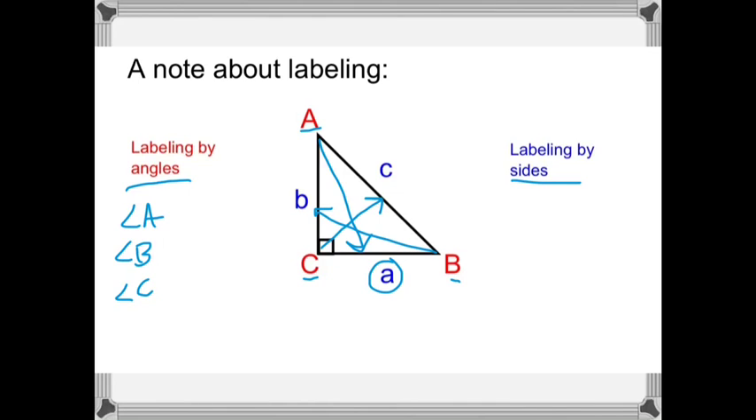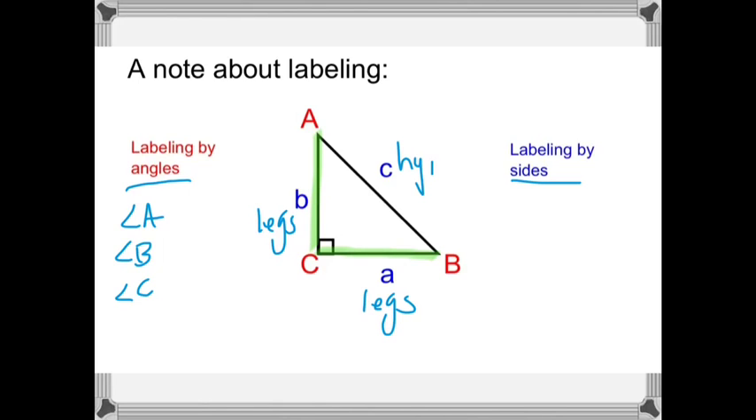Now, in a right triangle, recall that there are two side lengths that are not the hypotenuse. We call these the legs. There are two legs in a right triangle, and the longest side is called the hypotenuse, and it's spelled that way. The hypotenuse is always right across from the right angle. So a note about this is it's always across from the right angle.